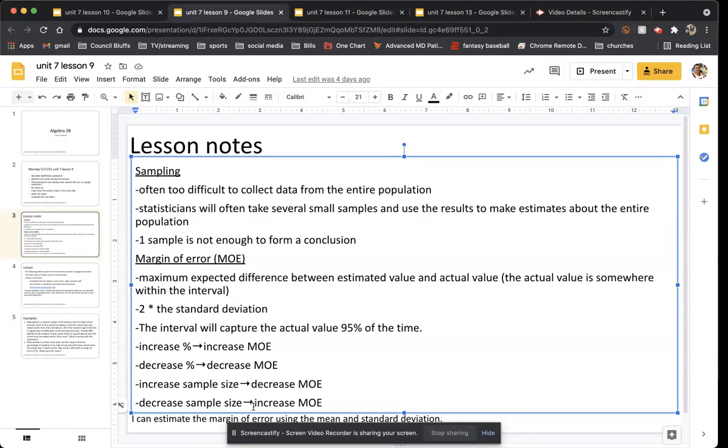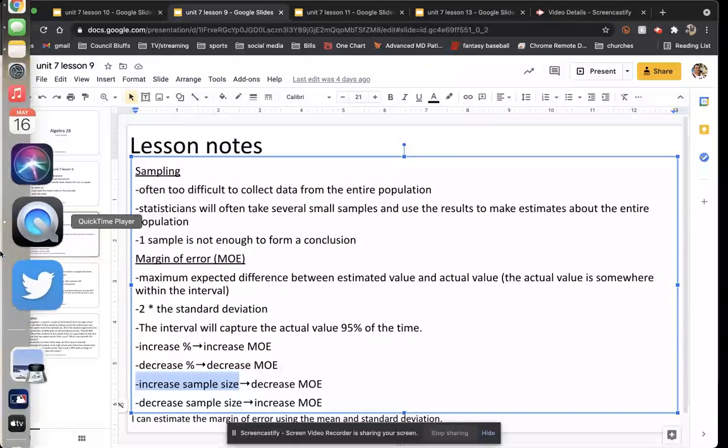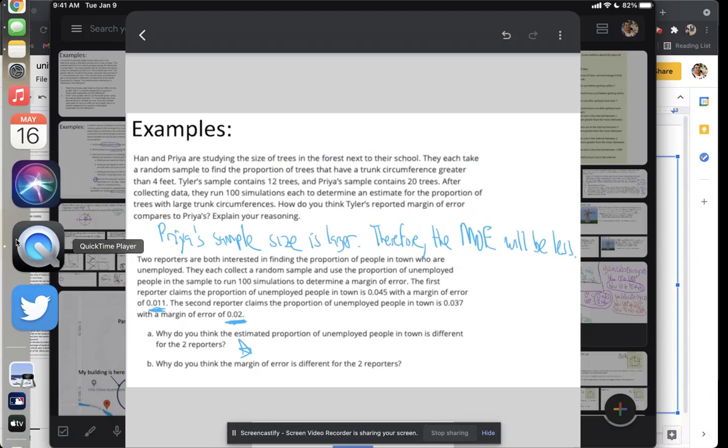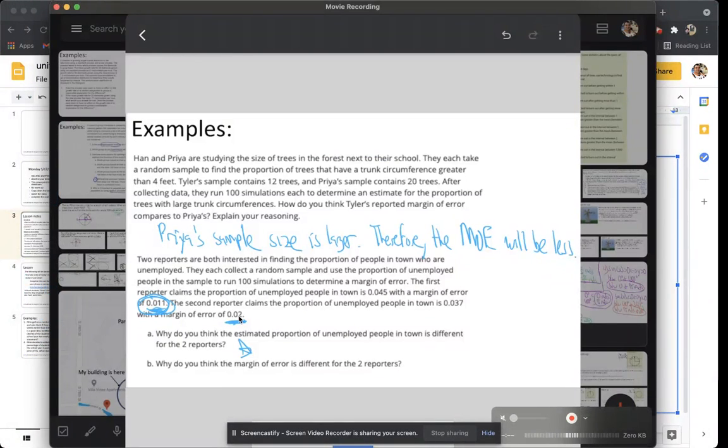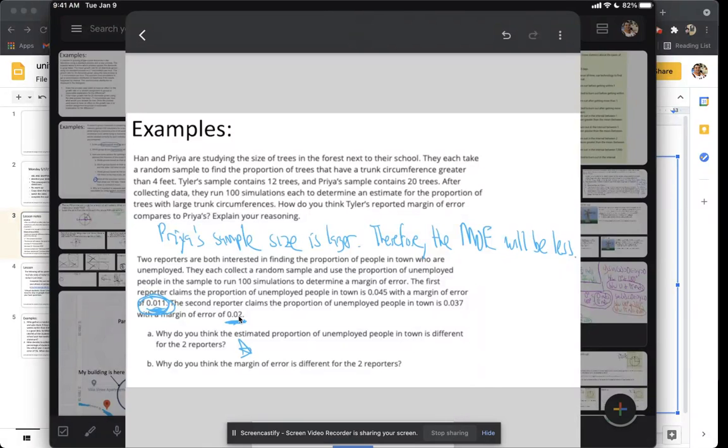Less margin of error means increased sample size. If you increase the sample size, you decrease the margin of error. So this first reporter here could have had a larger sample size than the second reporter, which would have caused a lesser margin of error.